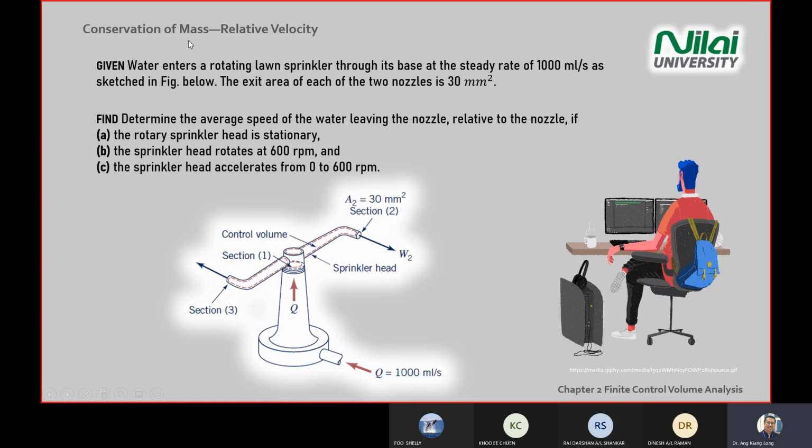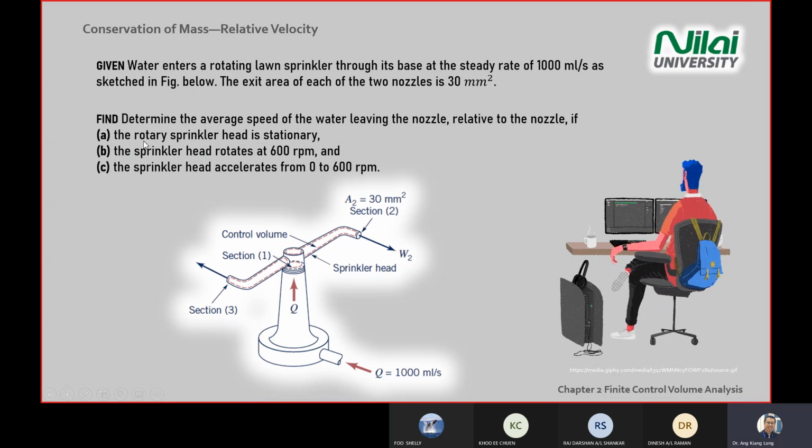What we need to determine from this setup is the average speed. You see the word average speed here. Average speed normally links with moving control volume questions. So we need the average speed of water leaving the nozzle relative to the nozzle, for three scenarios.